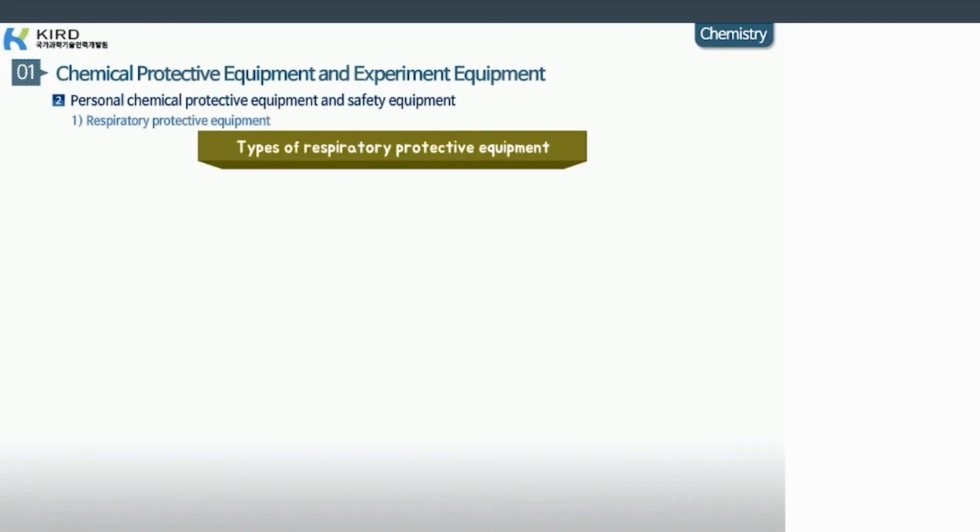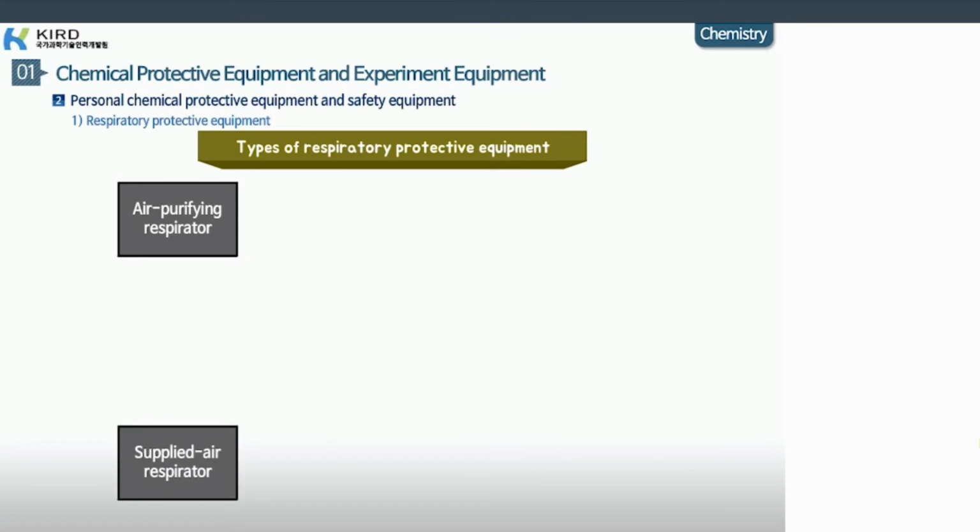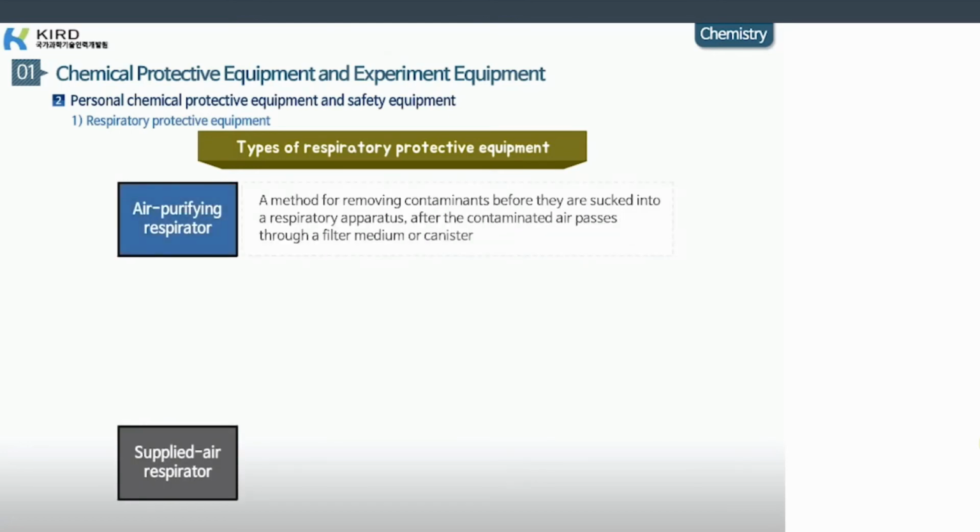There are two types of respiratory protective equipment: the air purifying respirator and the supplied air respirator. First, the air purifying respirator removes contaminants before they are sucked into the respiratory apparatus, after the contaminated air passes through the filter medium or canister. There are two types: the hand-operated and the powered types.